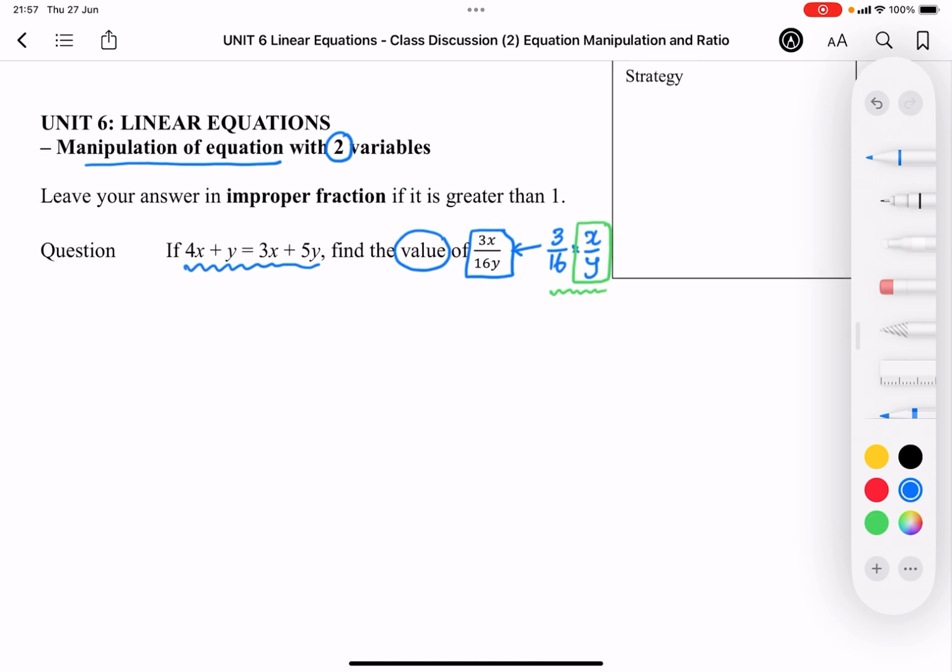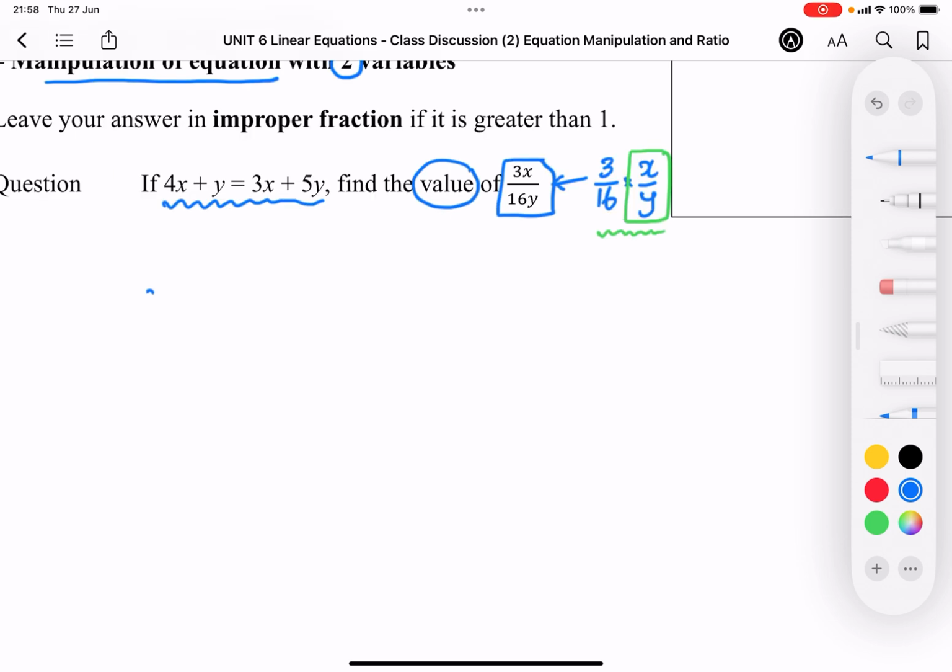First, we are going to move all the x terms to the left-hand side and all the y terms to the right-hand side. So here we go. Now, we have 4x here. So, to remove 3x from the right-hand side, we are going to subtract 3x on both sides of the equation.